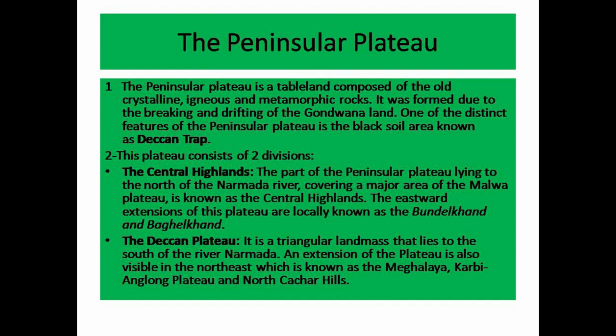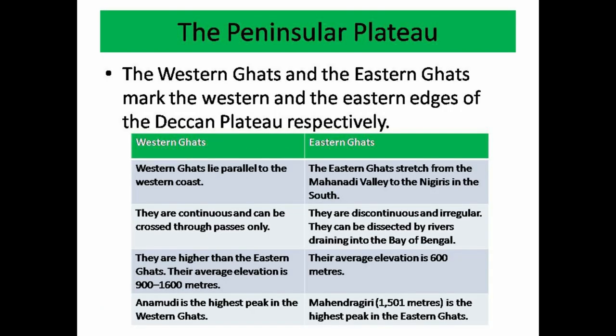The Deccan Plateau is a triangular landmass that lies to the south of river Narmada. An extension of the plateau is also visible in the northeast, which is known as Meghalaya, Karbi Anglong Plateau and North Kachar Hills. The Western Ghats and Eastern Ghats mark the western and eastern edges of the Deccan Plateau respectively.